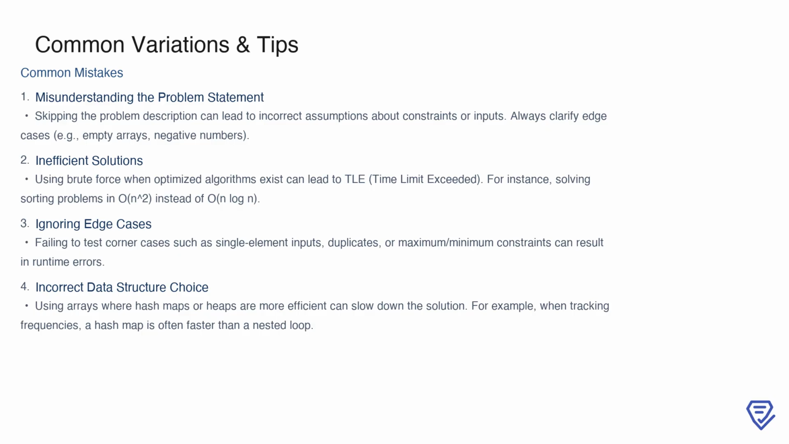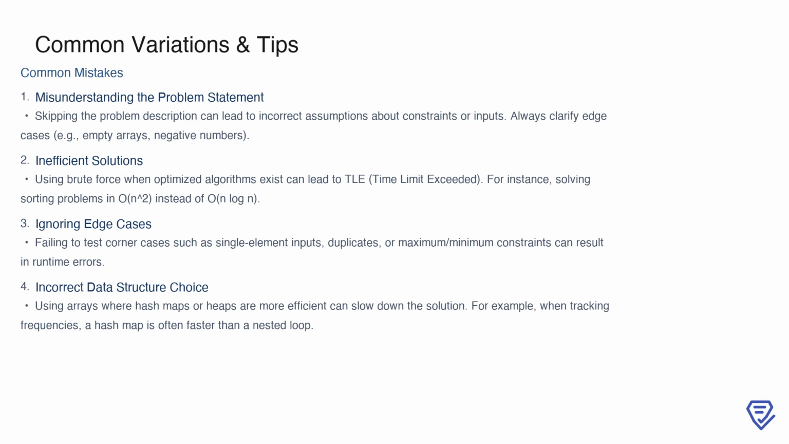One of the most common mistakes when tackling coding problems is misunderstanding the problem statement. Skipping the description or not fully clarifying the constraints and edge cases can lead to solutions that fail for scenarios like empty arrays or negative numbers. It's critical to take the time up front to understand these details.